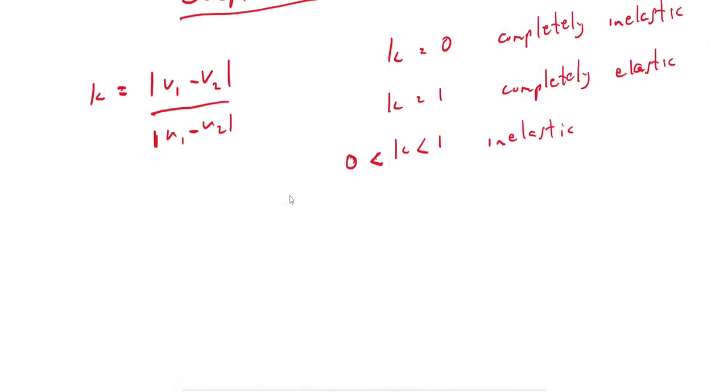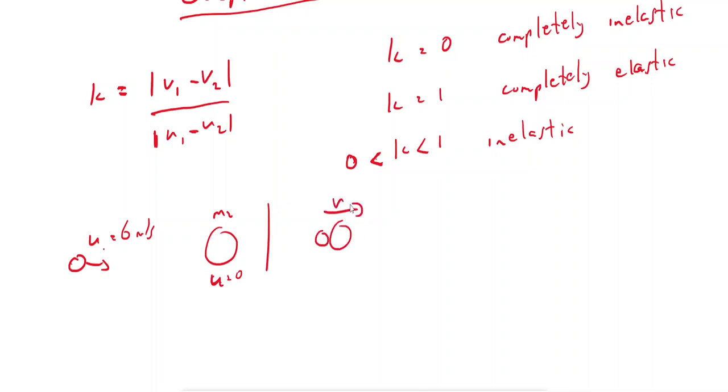So for instance, let me just say I have a case whereby M1 has u1 of 6 meters per second, and then there's M2, and M2 is going to be zero. Let's just say this is 0 meters per second, and then afterwards let's just say they stick together and are moving with one velocity v, and let's just say the velocity v that they are moving with is 5 meters per second. I'm just making the values up.